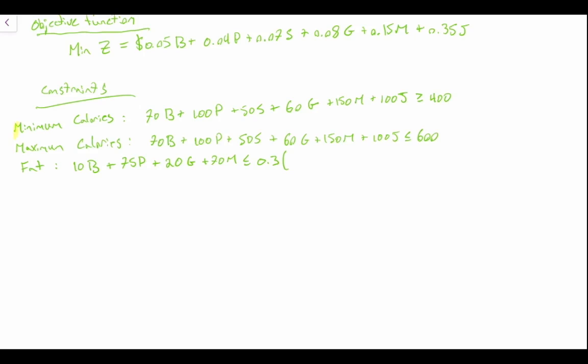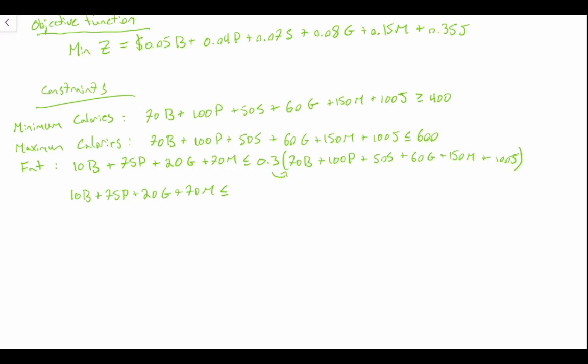Now, we just did the total number of calories consumed right here. So all we're going to do is rewrite that equation. So 0.3 times 70b plus 100p plus 50s plus 60g plus 150m plus 100j. Now, we could leave it like this, but instead I'm going to put it into what's called standard notation, in anticipation that we're going to build this into Microsoft Excel. So I would like to make my life a little bit easier. So I'm going to say 10b plus 75p plus 20g plus 70m, just rewriting what I'd previously written, is less than or equal to, and all I'm going to do now is expand the 0.3 through the brackets.